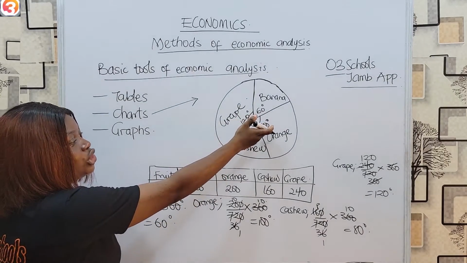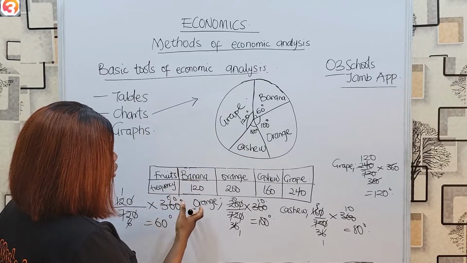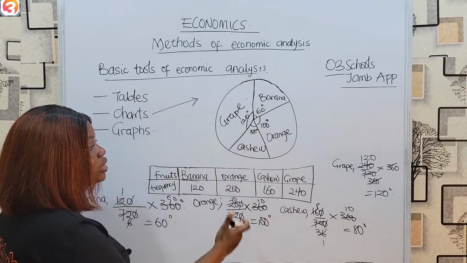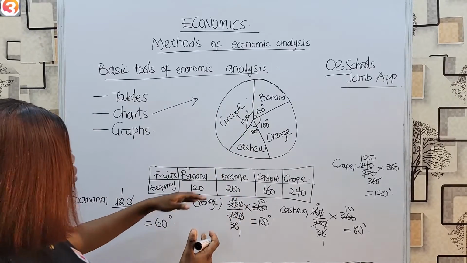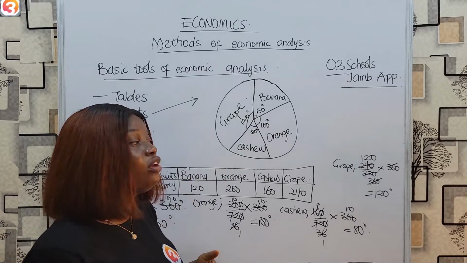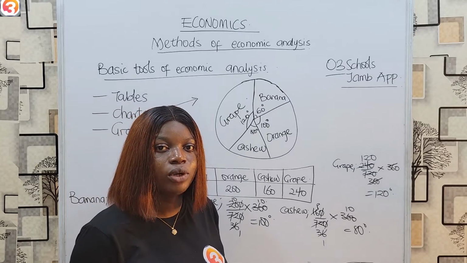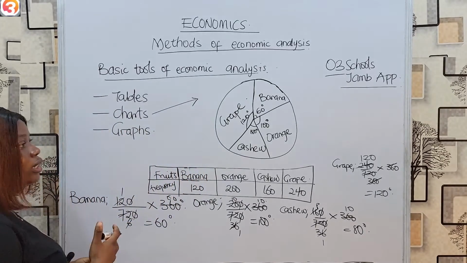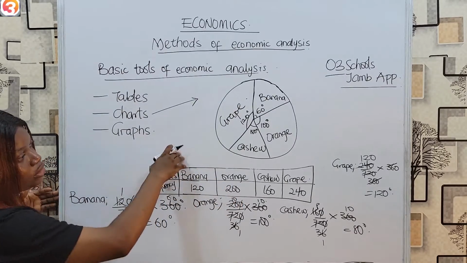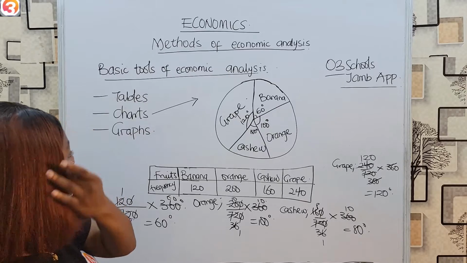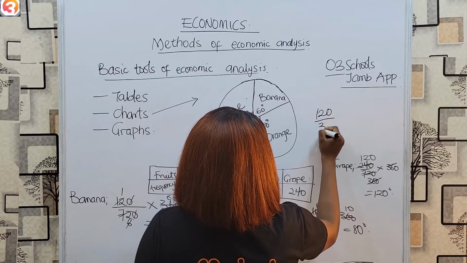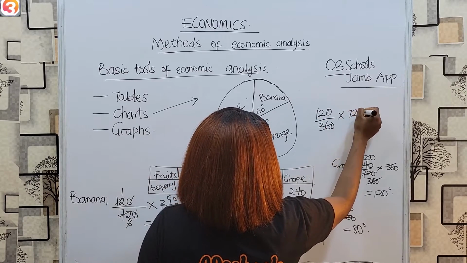We're going to do the degree all over the total degree, which will be 120 over 360, multiplied by the total. In a case like this, I forgot to mention, they will give you the total frequency. So in a situation where they say the total frequency is 720, and they ask us to find the number of grape, we're going to have 120 over 360 multiplied by 720.